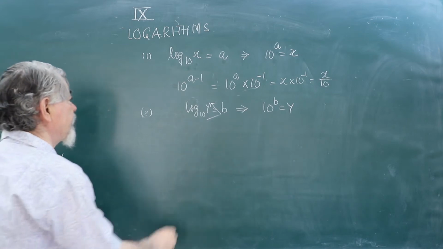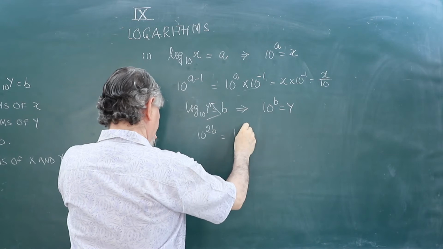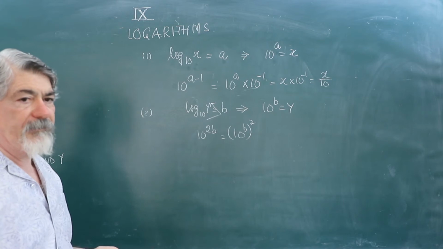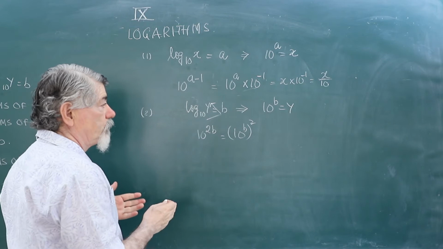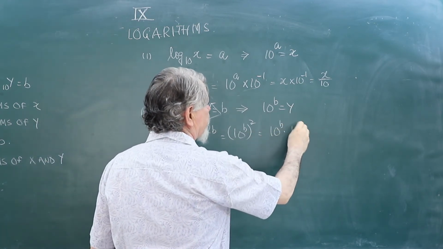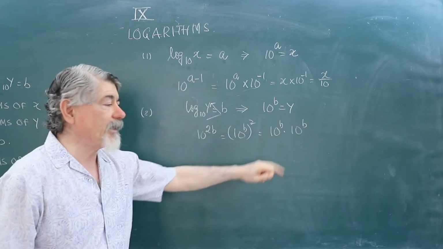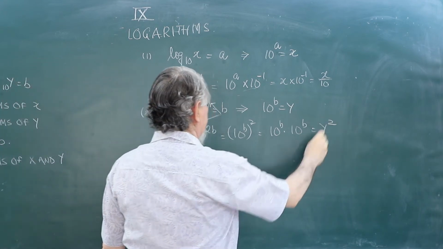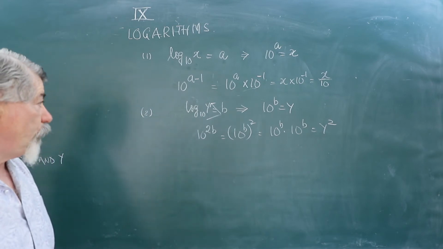Now I want to express 10 to the power 2b. 10 to the power 2b means 10 to the power b, to the power 2. Power law: if it is power to the power, it gets multiplied. Or you could write 10 to the power b and 10 to the power b, one and the same thing, whether I write it in this form or like that. And 10 to the power b is y, so it will become y squared. We have expressed 10 to the power 2b in terms of y.